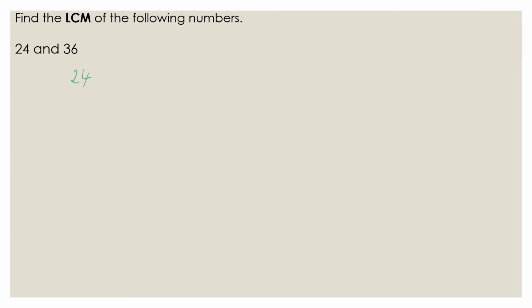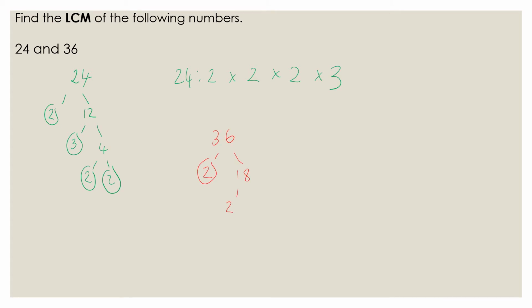Okay, 24 then. So I'm going to split it by prime factorization. So 24 is 2 times 2 times 2 times 3, then 36 is 2 times 2 times 3 times 3. And you'll notice when I'm writing it, I'm trying to keep everything in columns just because it makes it a little bit clearer. So now I need to get rid of my duplicates.